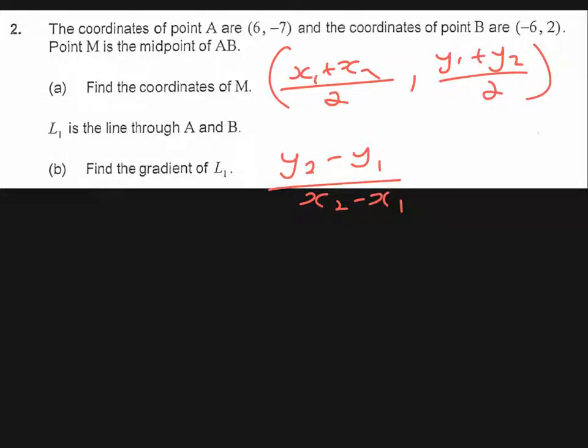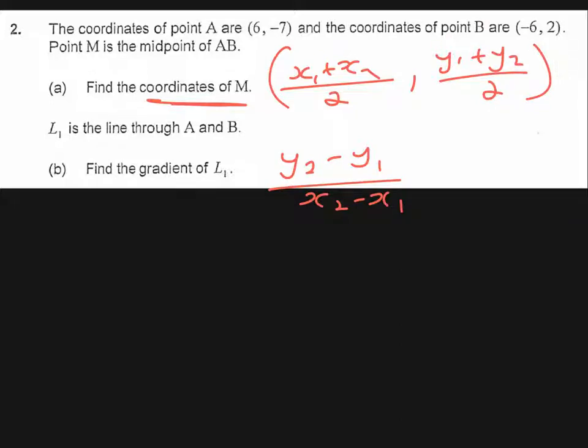Question 2, again, is a fairly straightforward question. We're given these 2 points here, and we're asked to find the midpoint of AB and the gradient of a line L1, which goes through A and B. So all we've got to do to find the coordinates of the midpoint is just use this formula here, which effectively is saying that the coordinates of the midpoint will be the average x coordinate and the average y coordinate.